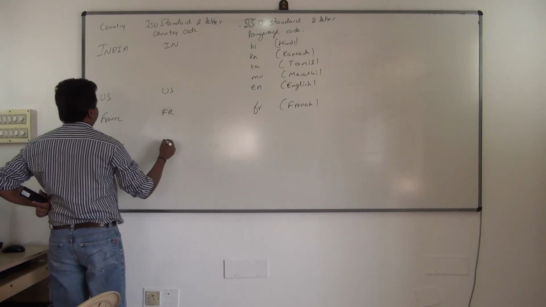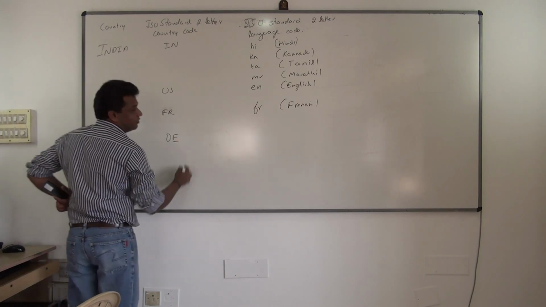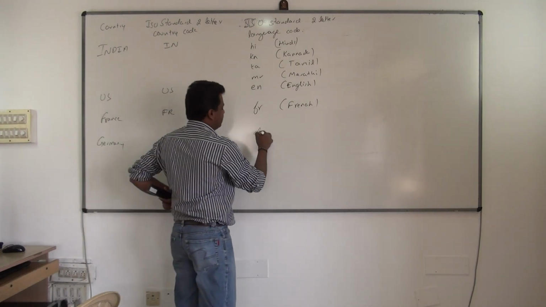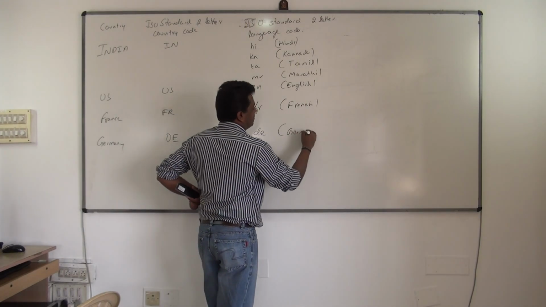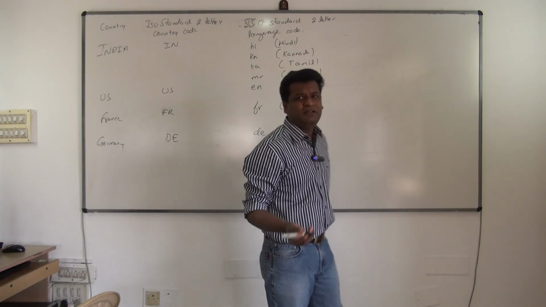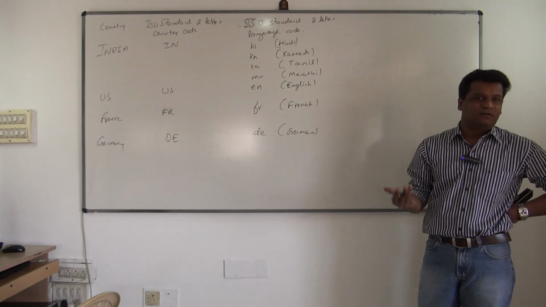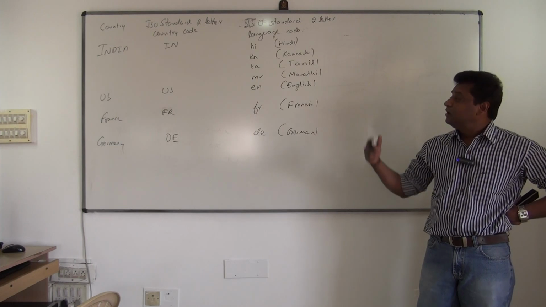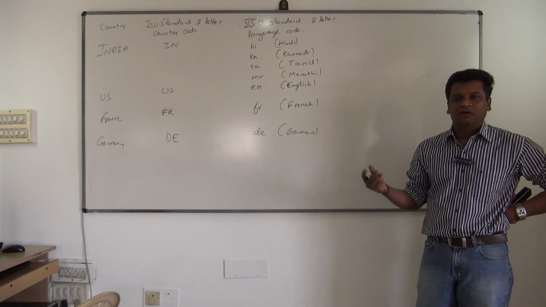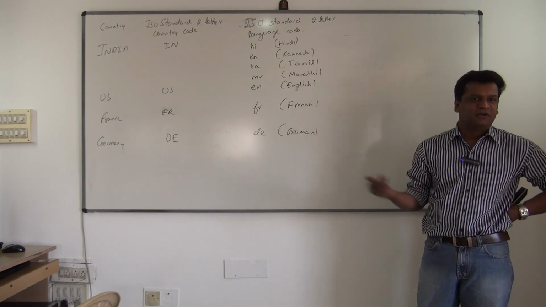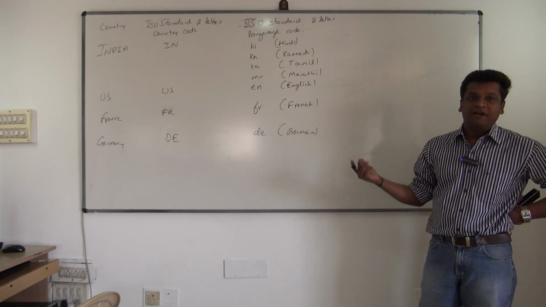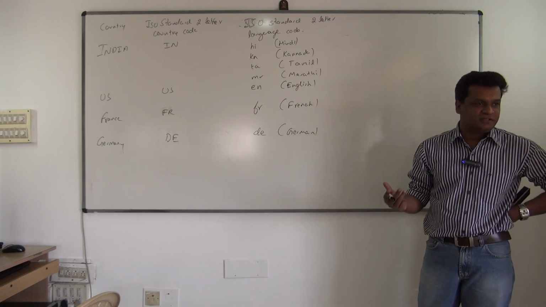And for Germany they say DE is the country code, and the language is D. For the German language, they say German or even Deutsch. But that's their ISO code. So we have to learn this if we want to do internationalization in Java. But you don't have to memorize it by heart; I'll show you where to find all these things.